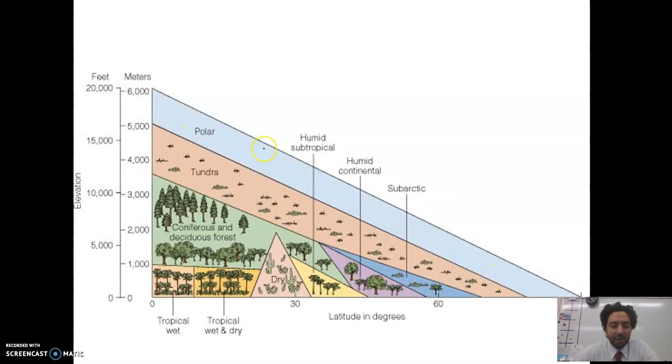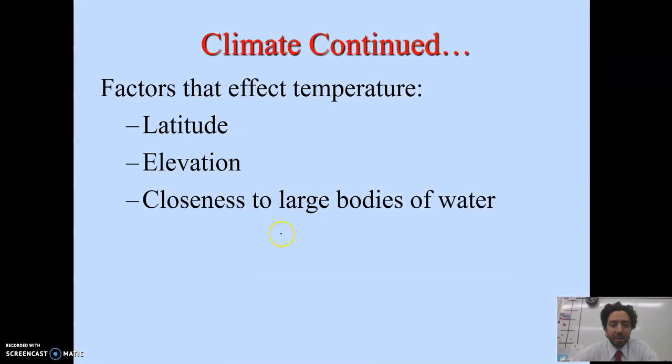This little graph right here, while confusing to read, does show you that at latitude 30-ish is where we see a lot of the deserts, right? Here are all the deserts. It also shows you at the equator, you're almost always going to be tropical unless you get higher in elevation. Once you get higher in elevation, the temperature cools down, and so that's when you become coniferous and deciduous forests. This graph, not super important, but I thought it was worth showing just to show you that deserts really only occur at 30 degrees. And that is going to be it for this video.